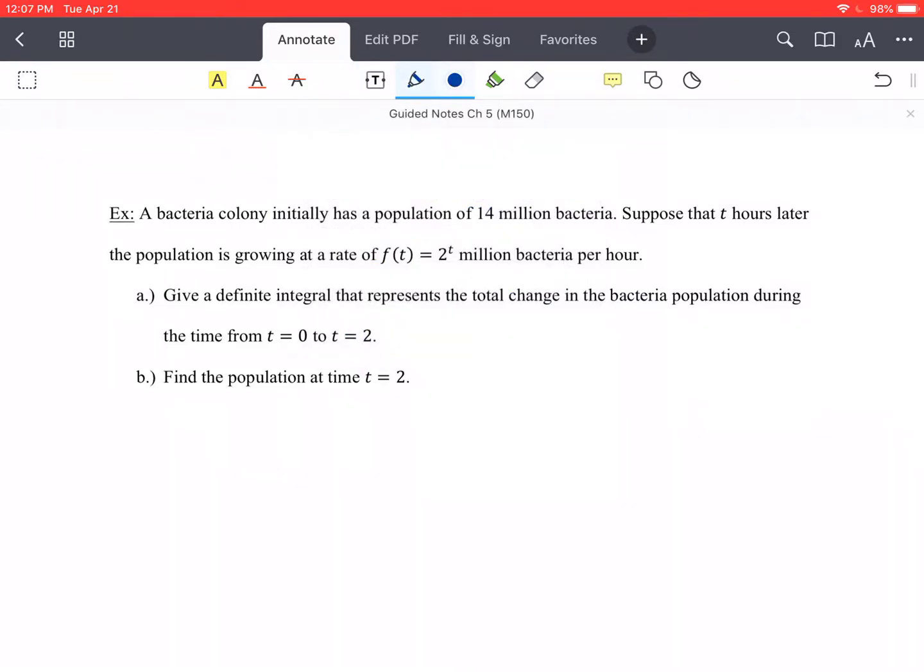All right, so part A. For the integral, we want total change from 0 to 2, so over the first 2 hours. So that's the integral from 0 to 2 of the function 2 to the t dt. And that's it. That's our integral for this scenario.